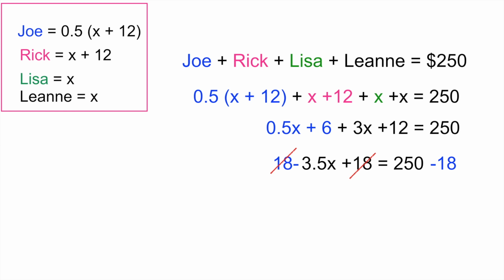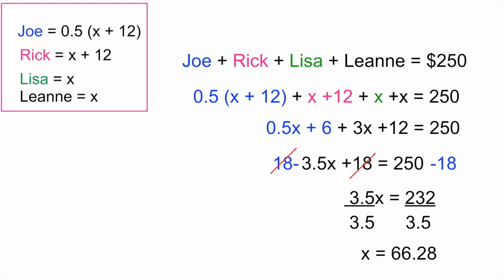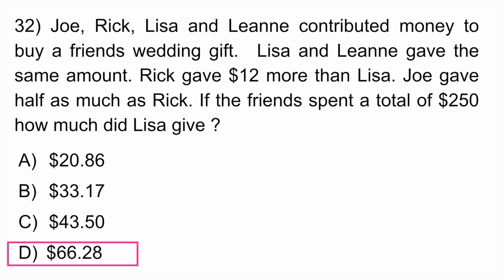And then you end up with this: 3.5x is equal to 232. Now how do we isolate the x on the left side? Well, it's multiplying, so we have to do the opposite. We have to divide. So we divide both sides by 3.5, and that gives you 66.28. So Lisa paid $66.28.